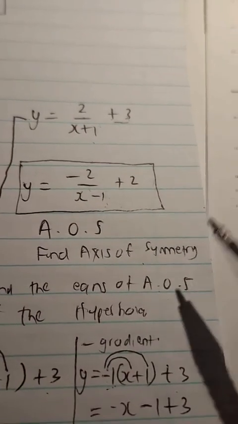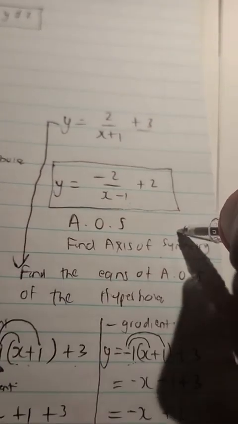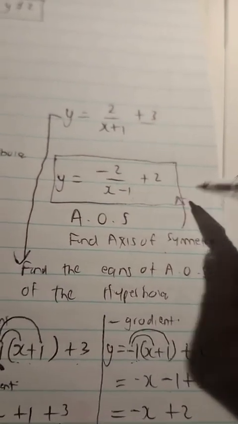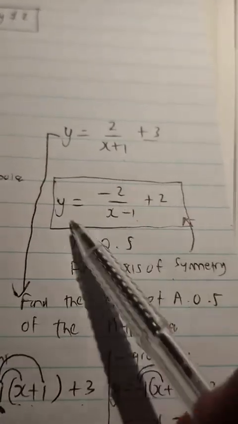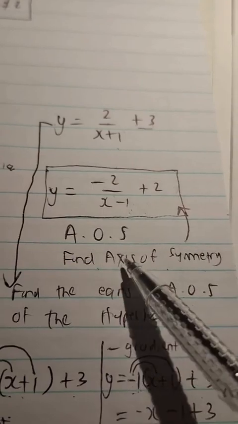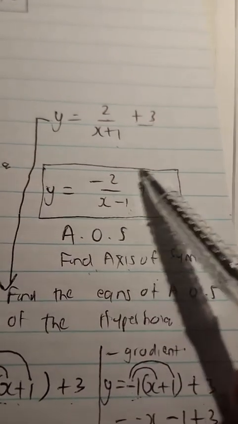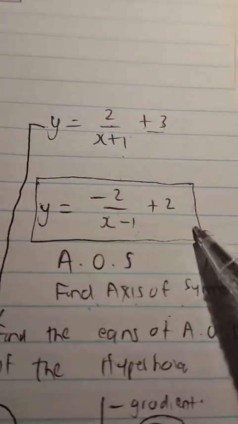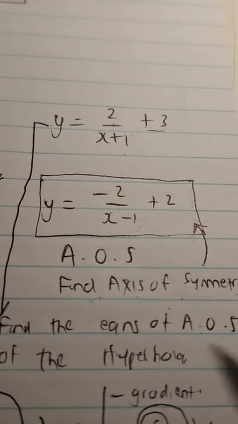Find the equations of the axis of symmetry for this hyperbola function. That's what we want. Find the equations of the axis of symmetry for this hyperbola function.